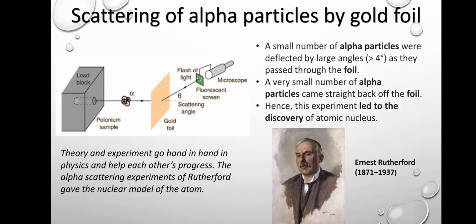So now let us go a little bit ahead in quantum physics. Now we all know Ernest Rutherford, right? So what did Ernest Rutherford do? He showed the scattering of alpha particles by gold foil, right?